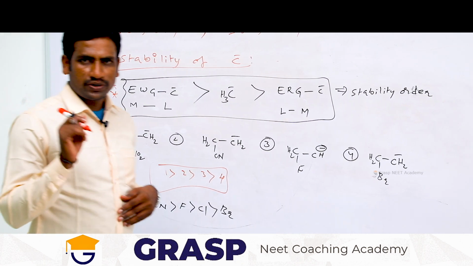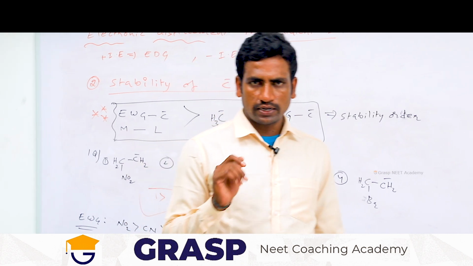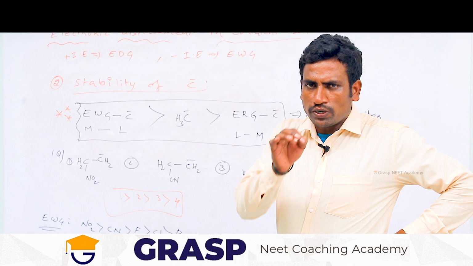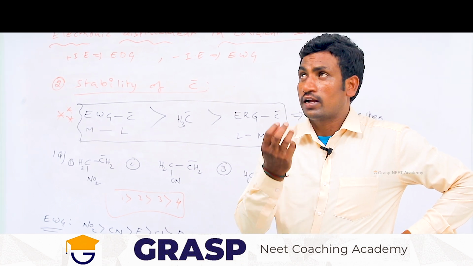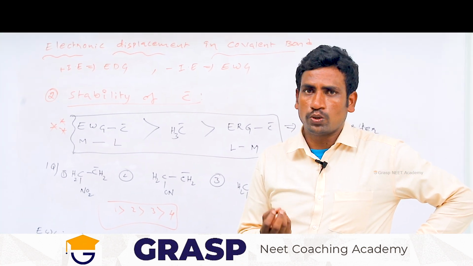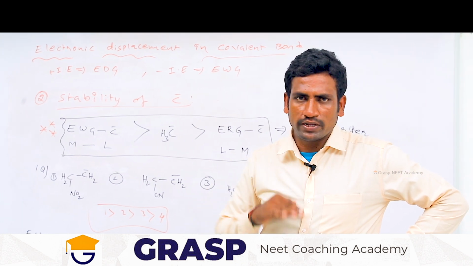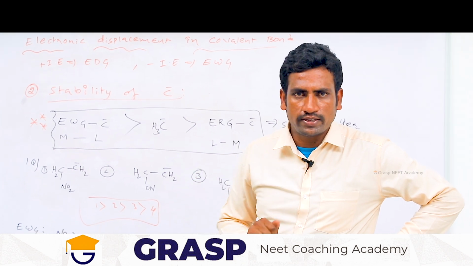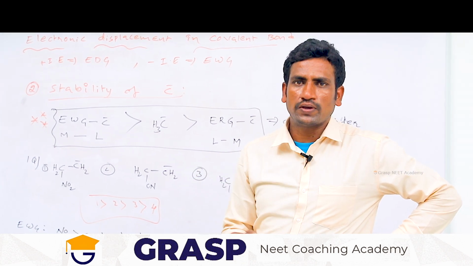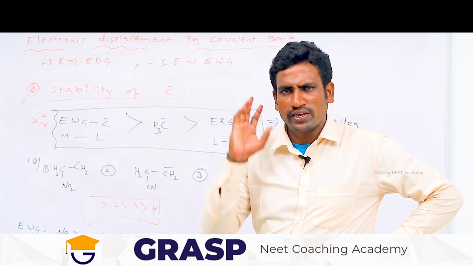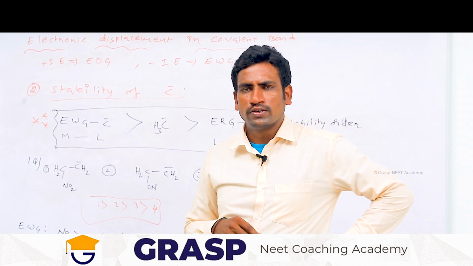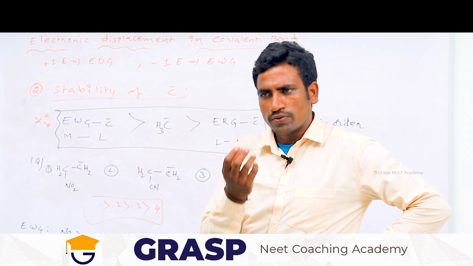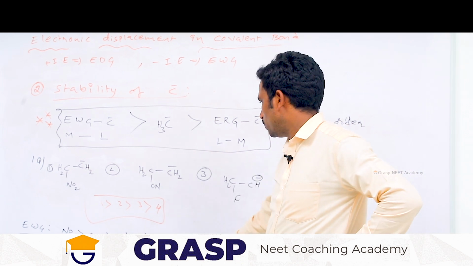See, the thing you need to understand: the carbon is actually carrying a negative charge, which means it has an excess of electrons. That negative charge should come down. How can it come down? If it is attached to electron withdrawing groups, then the negative charge, the electron density on the carbon atom, will ultimately decrease. So the point you need to remember is which group is withdrawing more. That order you need to remember.